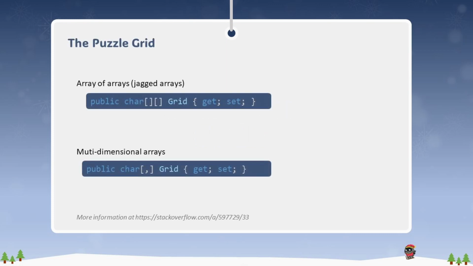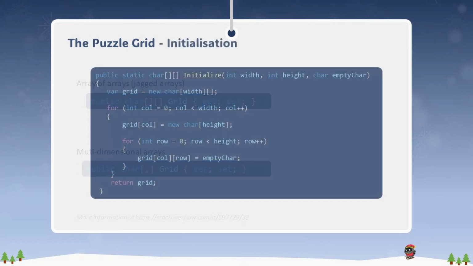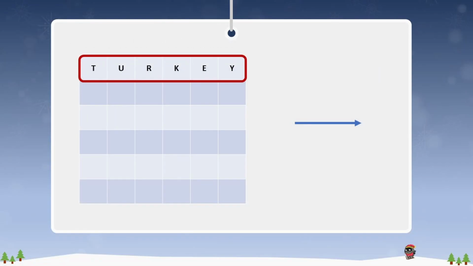When structuring a grid in C#, there are two ways to do this. We can either use a jagged array, an array of arrays, or we can use a multi-dimensional array. Both are completely valid. However, the jagged array is more performant, and there's more detail on that in this Stack Overflow post. The downside of using an array of arrays as opposed to a multi-dimensional array is the initialization. However, using the dimensions of the grid, we can loop through and create blank entries for each cell in the grid. Now we have our grid, it's time to start looking at how we place the words.